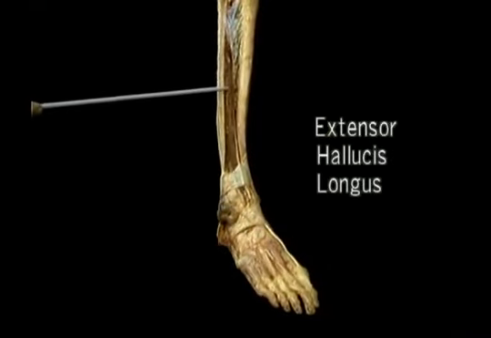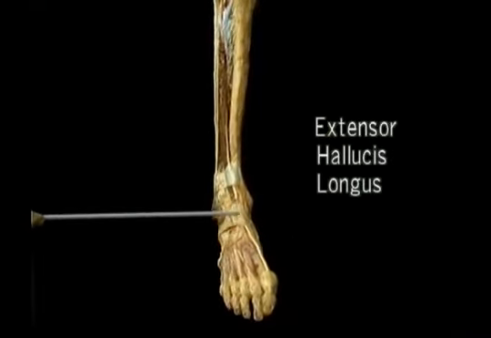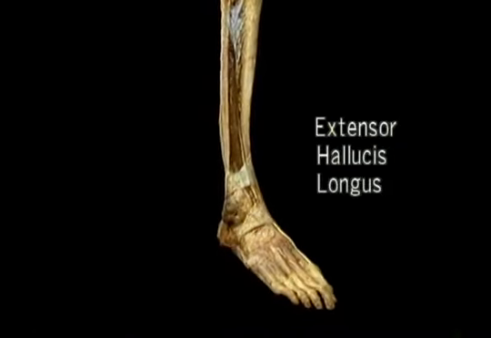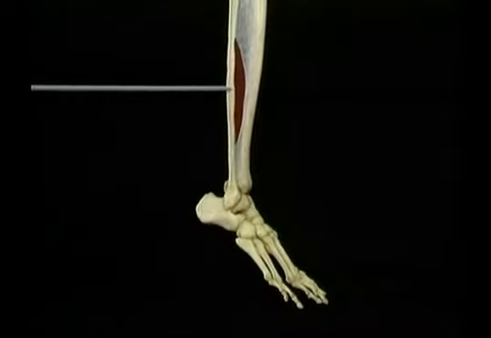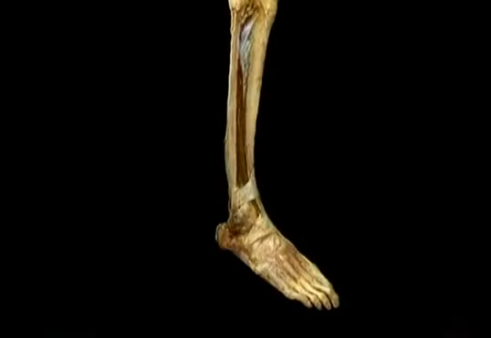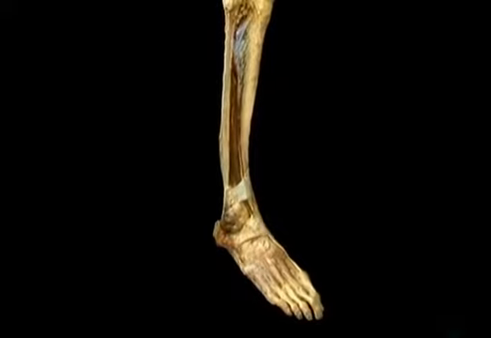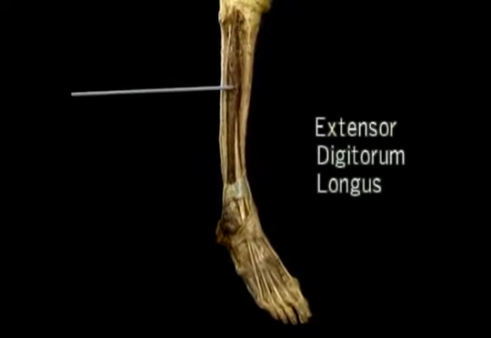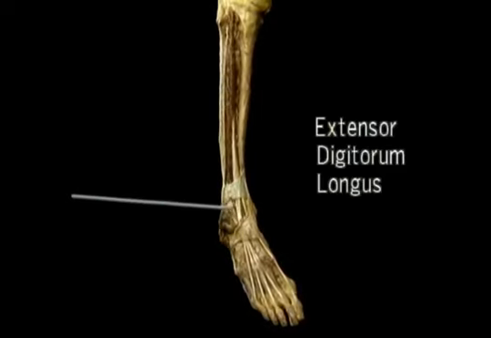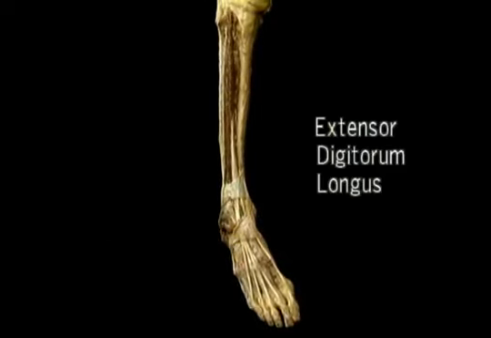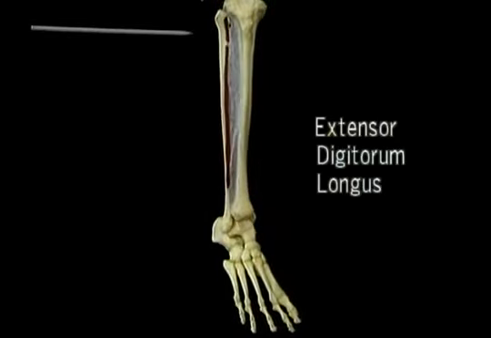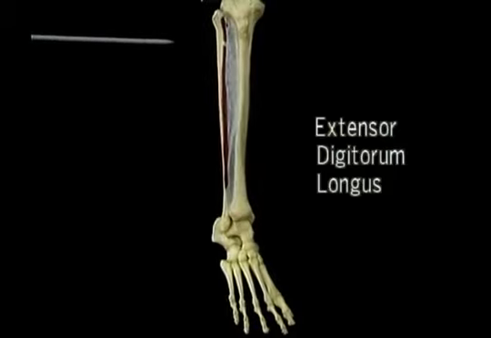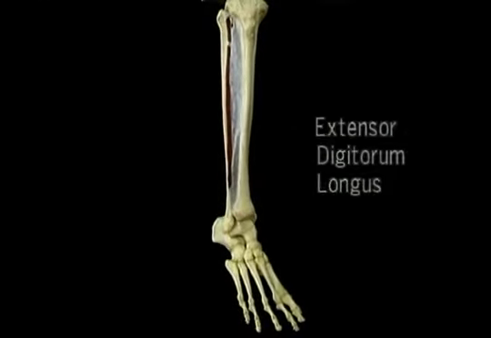Here's extensor hallucis longus. Extensor hallucis longus arises from the fibula and the adjoining interosseous membrane. Lying on top of extensor hallucis longus is extensor digitorum longus. Extensor digitorum longus has a long line of origin here on the fibula. This gap is for the common peroneal nerve.